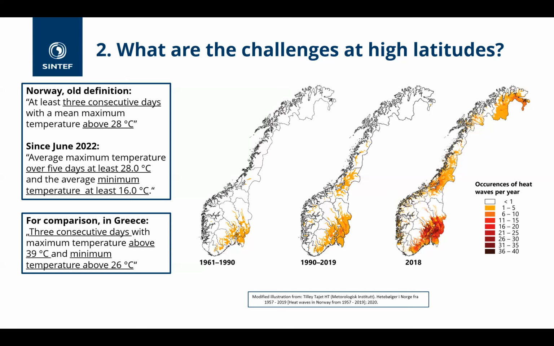Now it's 5 days with at least 28 degrees. But in Greece, the temperature level is actually 39 degrees, which is very different from the definition in Norway. But actually this doesn't matter, because the population in Norway is not used to that. It's always dependent on what you're used to from when you were little and grew up. So for people in Greece, this threshold of 39 degrees is equally stressful for the health as 28 degrees in Norway. And this effect has been documented in some studies.